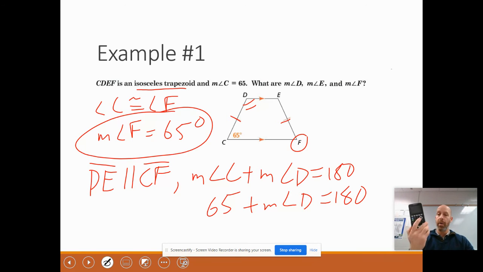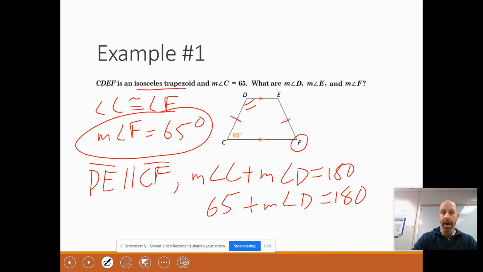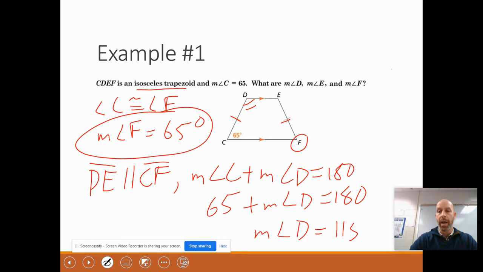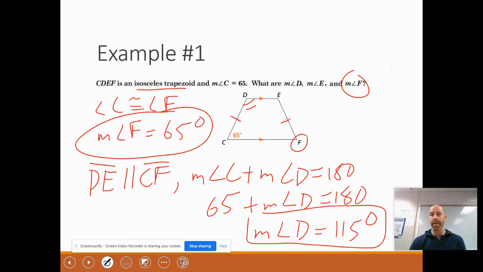So if I were you, I would grab my calculator, turn it on, and do 180 minus 65. That tells us that the measure of angle D is going to be 115 degrees. And by the way, since the measure of angle D is 115 degrees, guess what the measure of angle E also has to be, since this is an isosceles trapezoid.